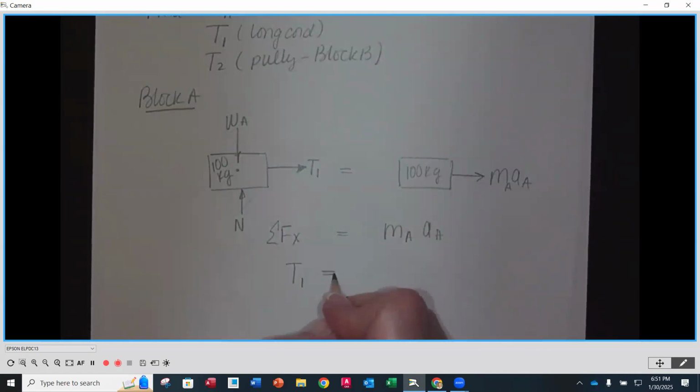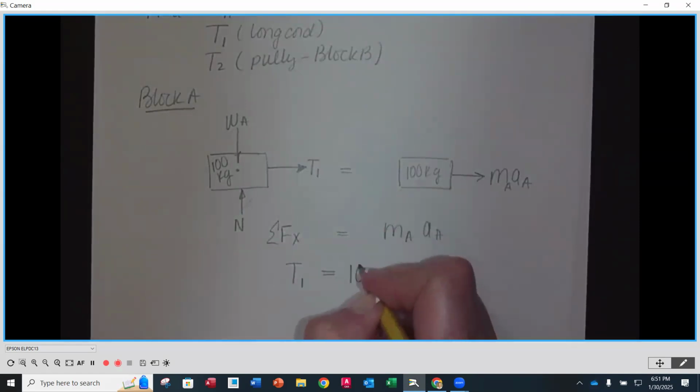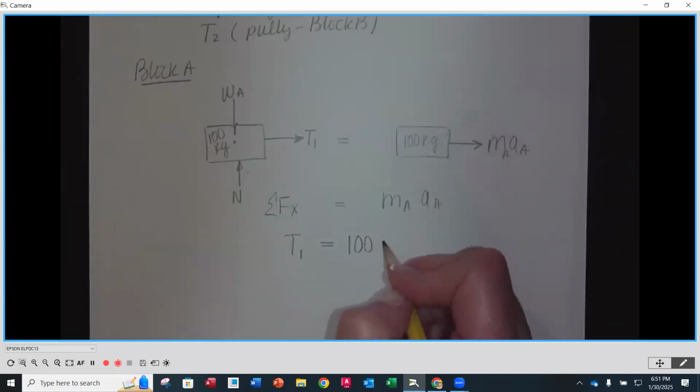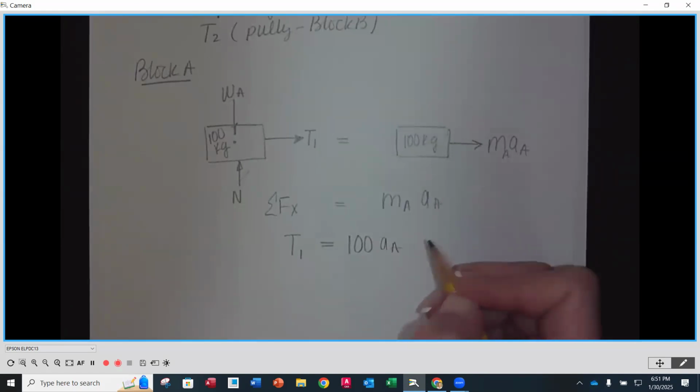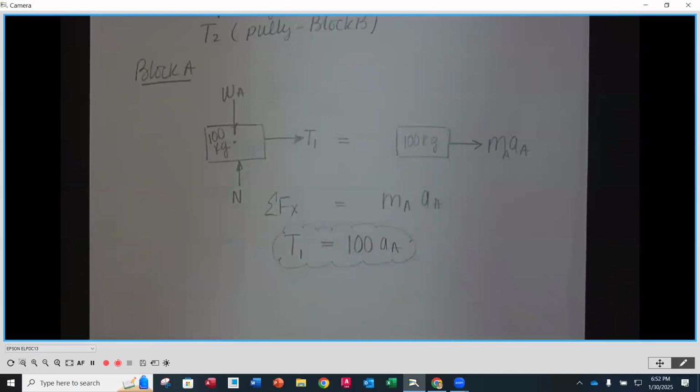It's going to be equal to, we know what the mass is. We know that it's 100 kilograms, so we're simply going to put 100 in front of here. And acceleration at A is one of the things we're trying to find, so we're going to put this in terms of the acceleration of A. And we're going to let this sit. This is as far as we can go with that equation because there's two unknowns.